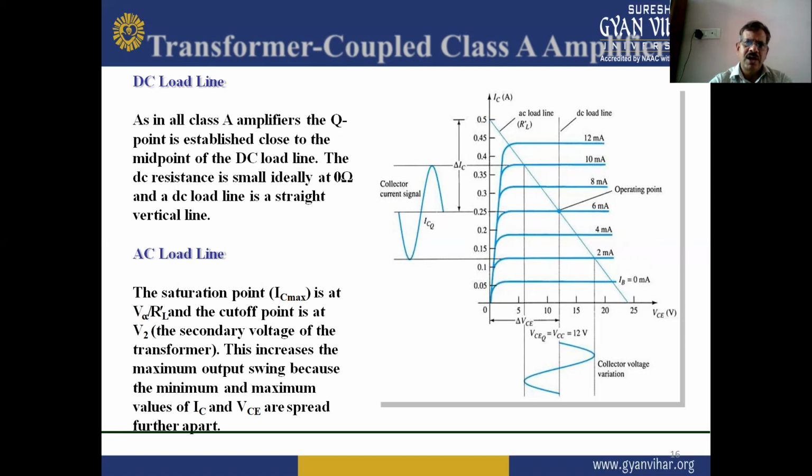This is the DC load line, and in this graph is also the AC load line for the transformer coupled class A amplifier. On the AC load line, the saturation point IC max is at VCC upon RL dash, and the cutoff point is at V2, the secondary voltage of the transformer. This increases the maximum output swing because the minimum and maximum values of IC and VCE are spread further apart.